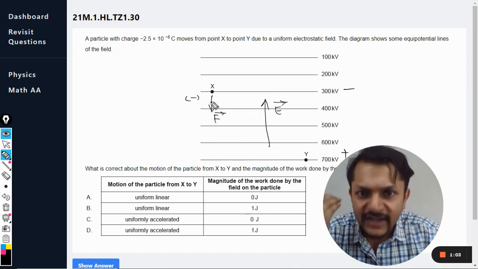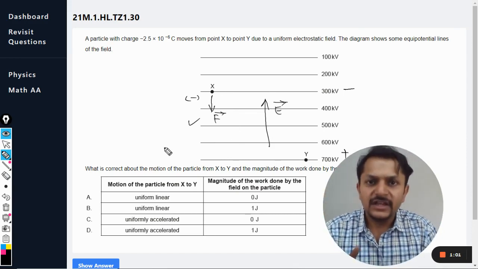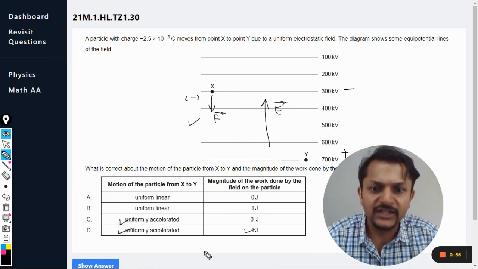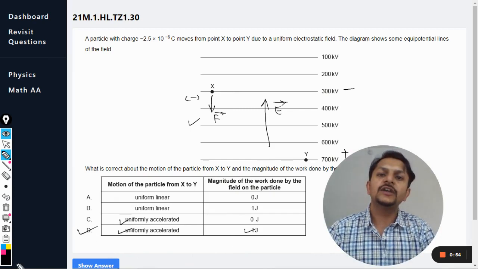It means it is acted upon by a force. It means there will be an acceleration. So it is a uniformly accelerated motion and the work done is 1 joule. So the answer will be D.